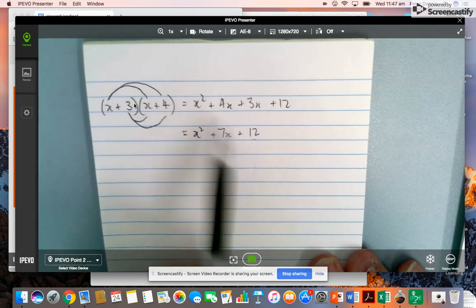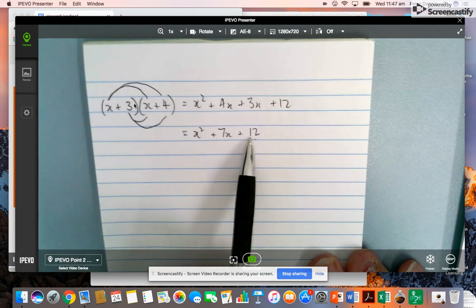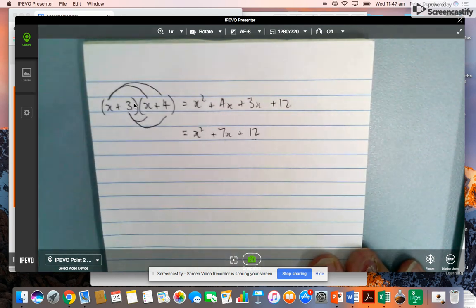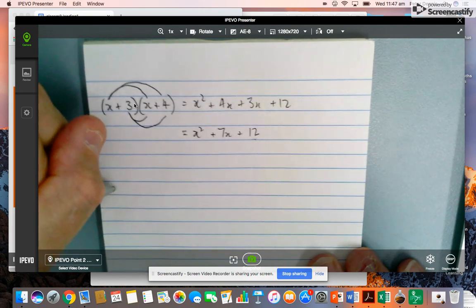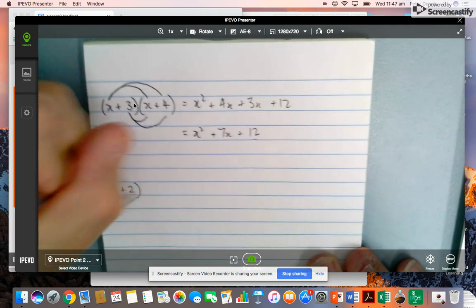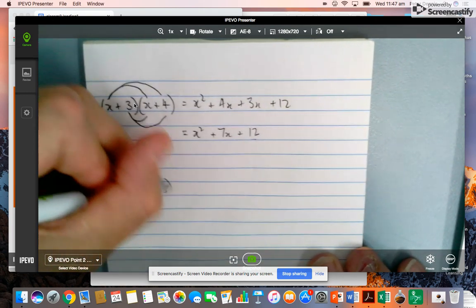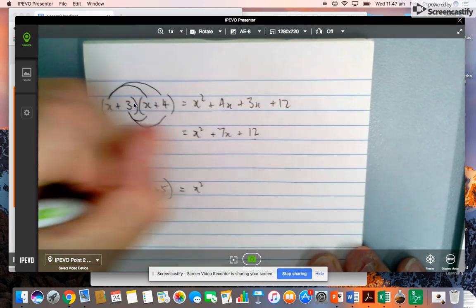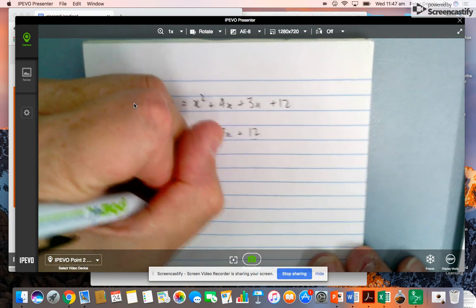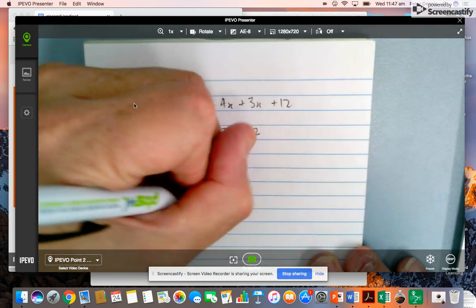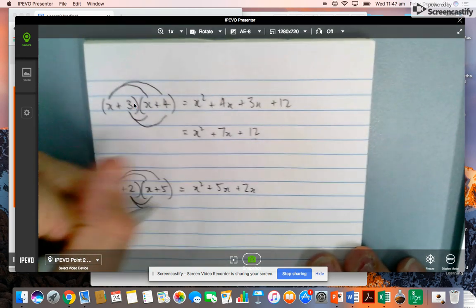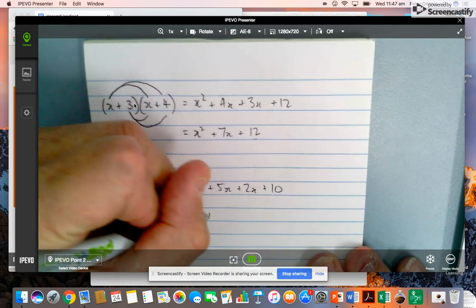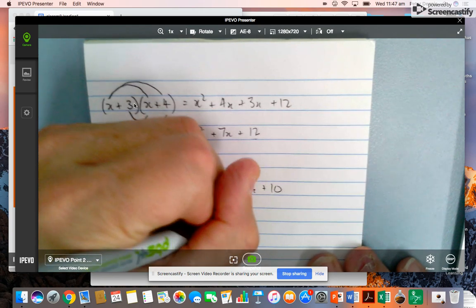So when we're going the other way, we're looking for two numbers that multiply together to give this and add together to give the 7. If we've got x plus 2 and x plus 5, again, we're going to get the x squared plus 5x plus 2x plus 10. And when we collect like terms, we're going to get x squared plus 7x plus 10.